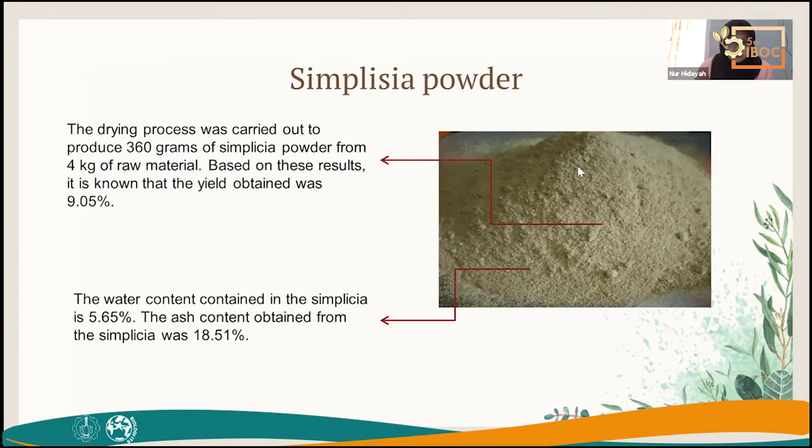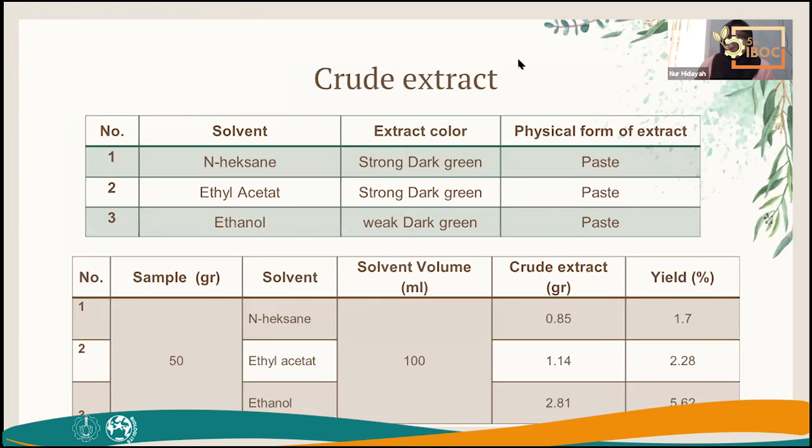So the yield of this Simplicia powder is 9.05%. And we have analysis of the water content and the ash content. The water content is 5.65% and the ash content is 18.51%. And this is the result of the crude extract. The crude extract has a texture like a paste, and it has a dark green color.